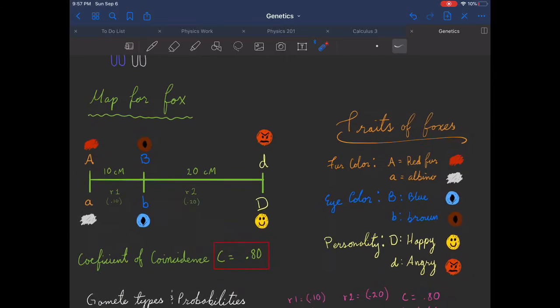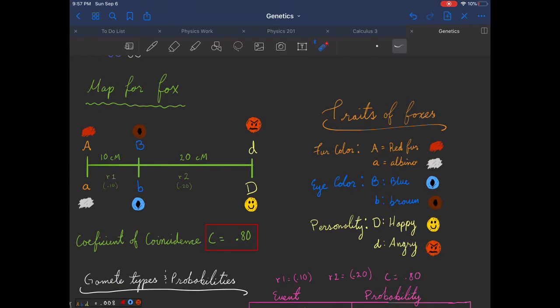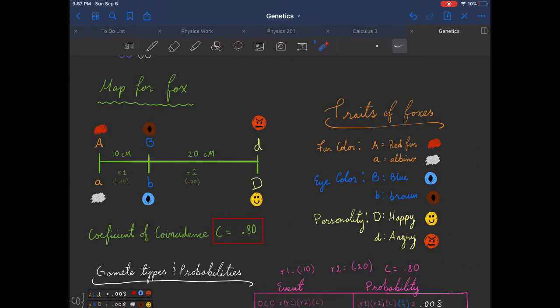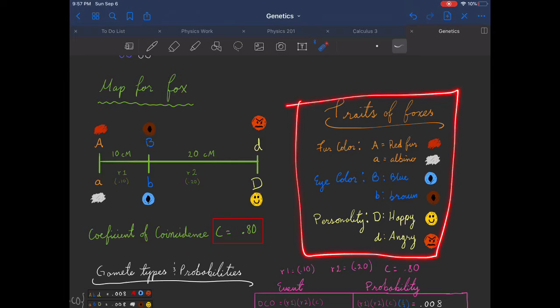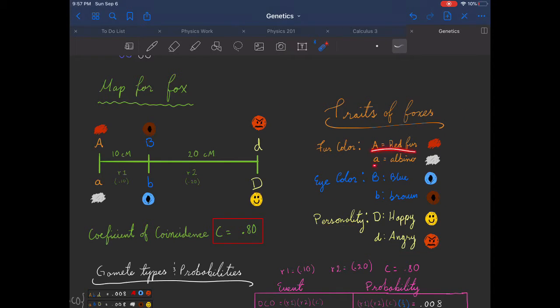Now, as an example, we'll take the map for a fox and its different traits. Its traits can be seen here: fur color, eye color, personality. You can see which one is dominant over which. Red would be dominant over albino, blue over brown, and happy over angry.